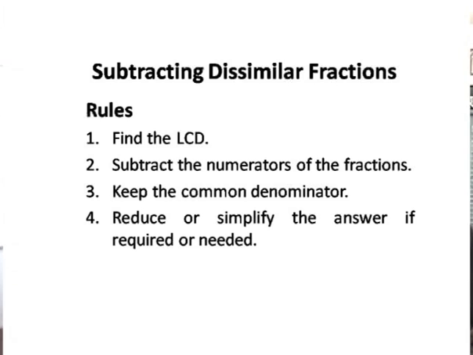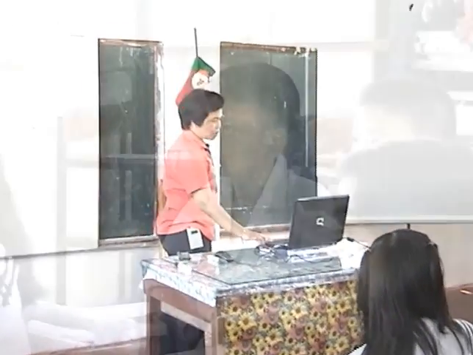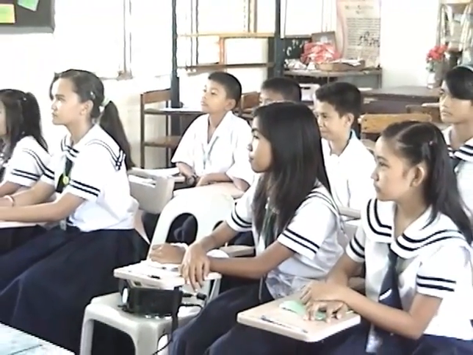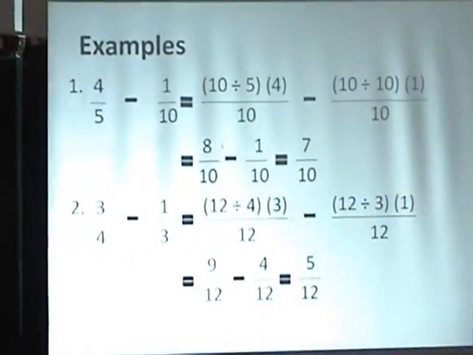The rules are, first, find the LCD. Second, subtract the numerators of the fractions. Third, keep the common denominator. Fourth, reduce or simplify the answer if required or needed. Let me show you some examples. So we have, on the first problem, 4/5 minus 1/10. The least common denominator of 5 and 10 is 10.